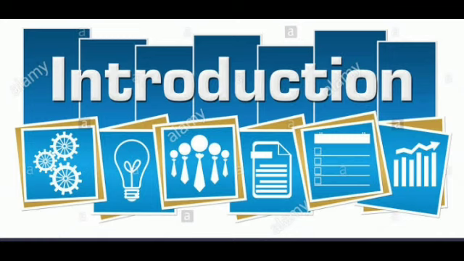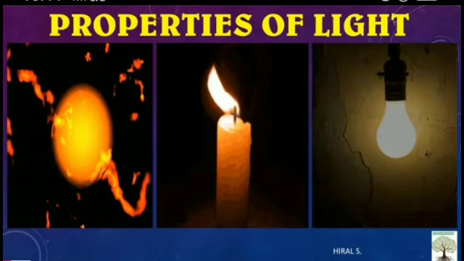You have studied the reflection and refraction of light briefly in your previous classes. In this chapter, we shall discuss the scattering of light, images formed by convex and concave lenses, the human eye, and optical instruments such as telescopes and microscopes. The next topic is properties of light.